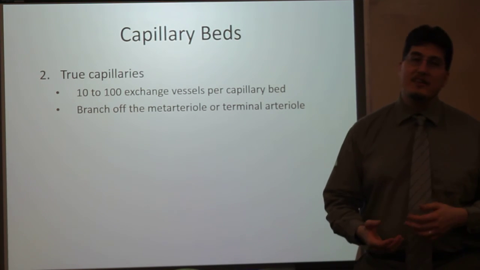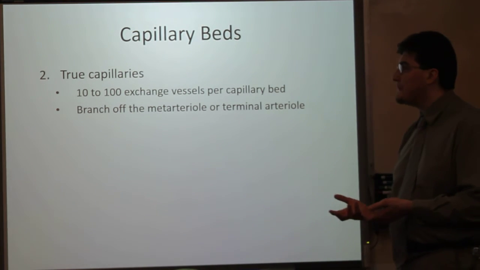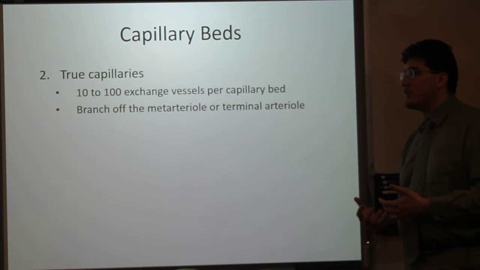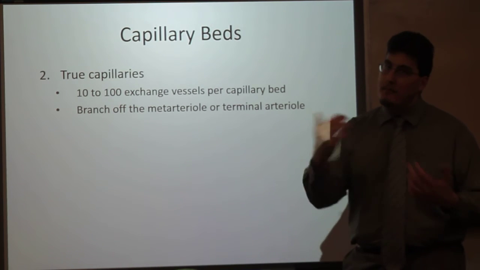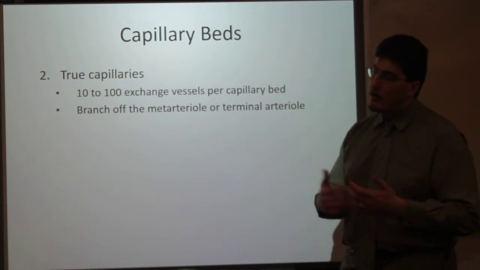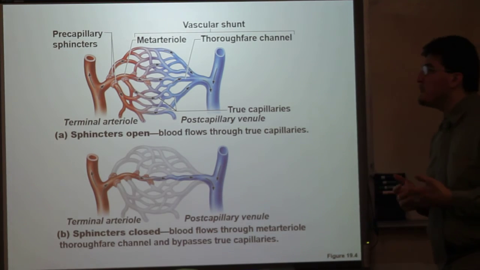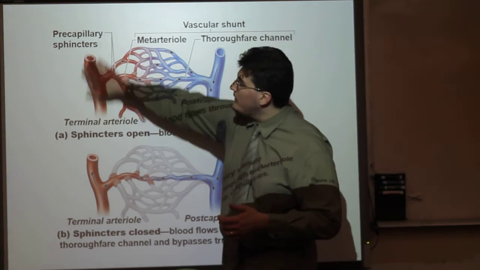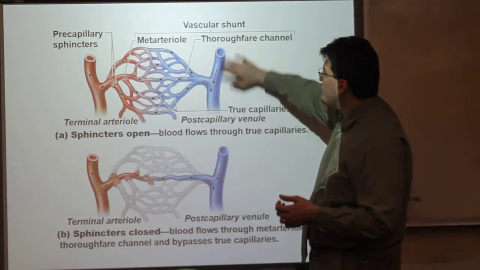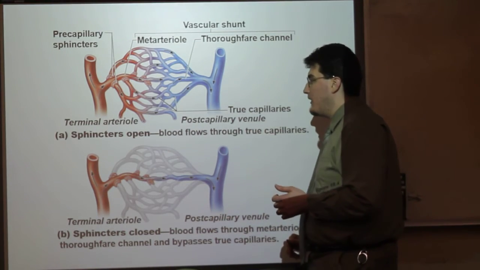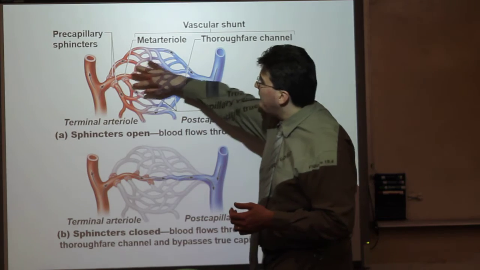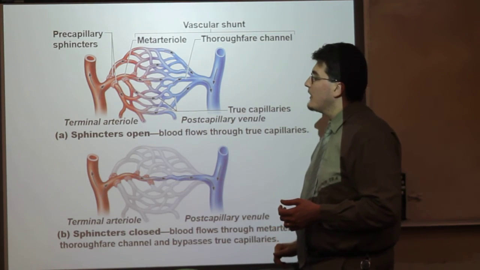Every capillary bed has about 10 to 100 true capillaries. These are our exchange vessels. They're going to branch off of our metarteriole or our terminal arteriole. So, as I mentioned before, we have our terminal arteriole here, and we have our post-capillary venule here. We have our precapillary sphincters.